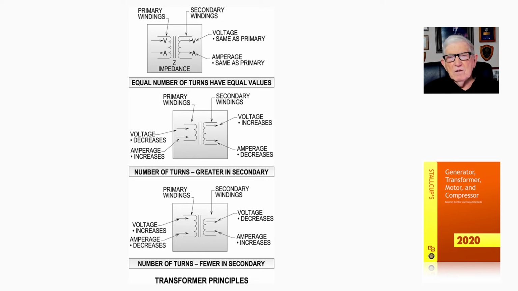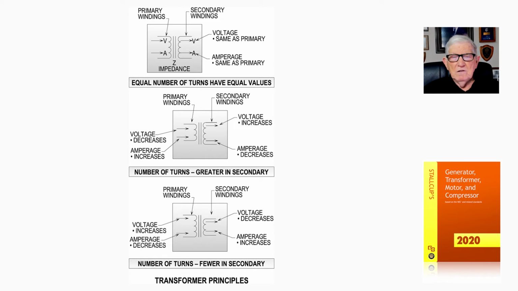Now, the number of turns, for example, in the primary winding, voltage decreases and amperage increases with fewer turns. In the secondary, we have more turns, so in the secondary windings, the voltage increases and the amperage decreases. So this kind of tells you the higher the voltage, the lower the current. The lower the voltage, the higher the current. So we use voltages in a transformer to transform from one voltage to another, but the kVA stays the same. It's just the amps will change based upon the voltage.